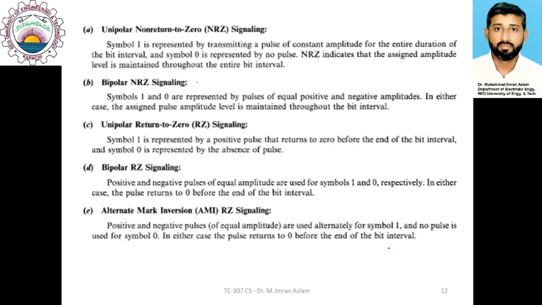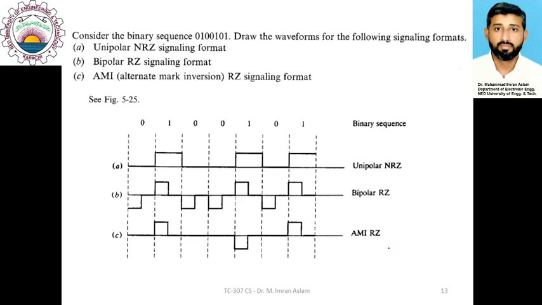So just to sum up the discussion, I have provided the brief discussion as I explained in the previous slide. This is a brief description related to the commonly used signaling formats, so that you can read it whenever it's needed. So let us take a very simple example. Consider a binary sequence 0 1 0 0 1 0. We want to draw the signaling format corresponding to these formats: unipolar NRZ signaling format, bipolar RZ signaling format, and AMI alternate mark inversion format.